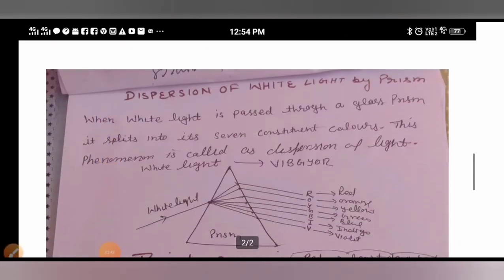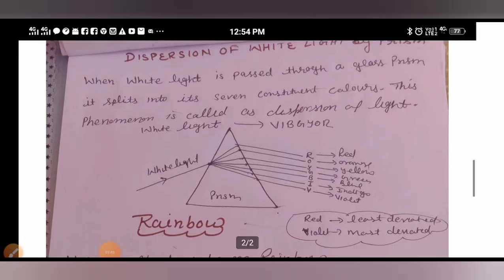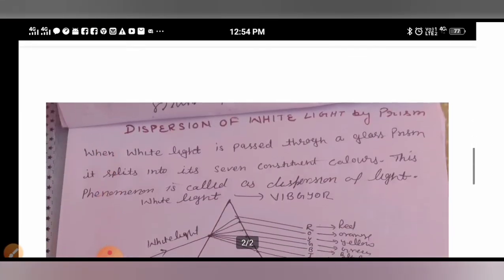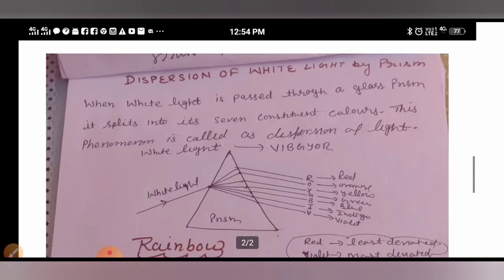Okay, so next is dispersion of light. Here this deviation is a very important term. So the topic is dispersion of light by prism. Dear students, what is dispersion? Dispersion is also a word related to deviate only. Dispersion means, whenever light is passing through a prism, what will happen?